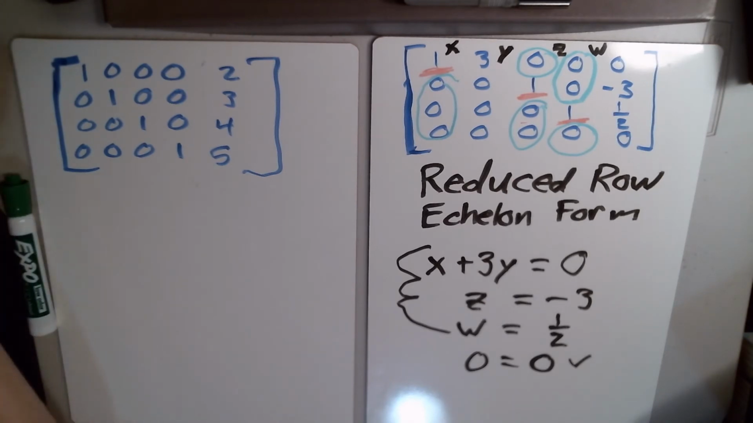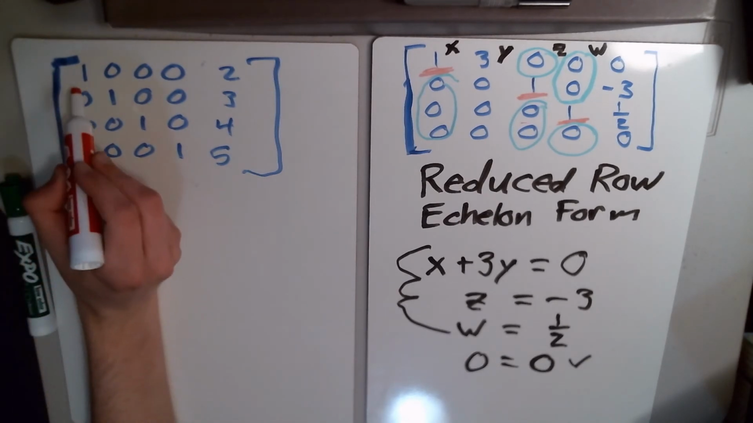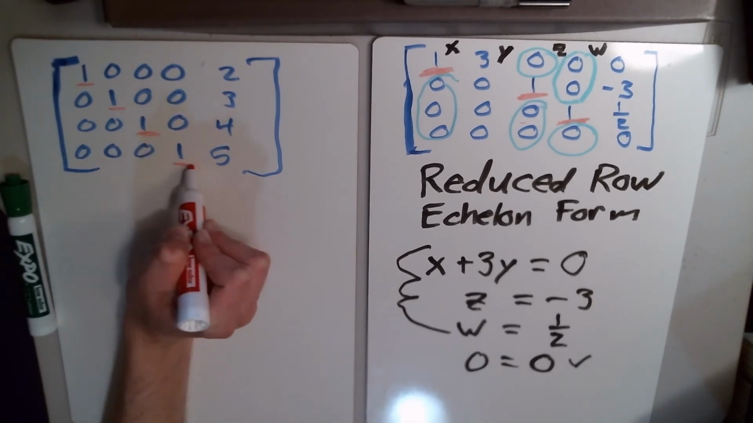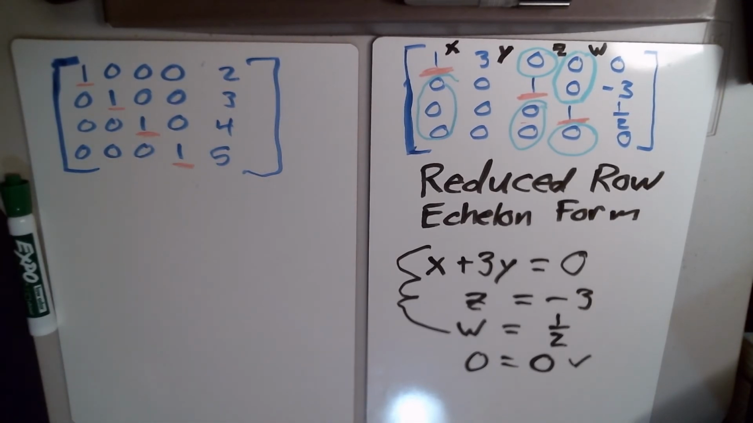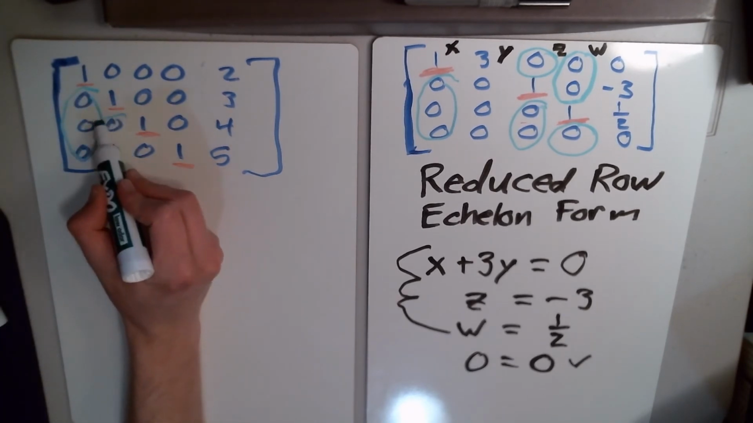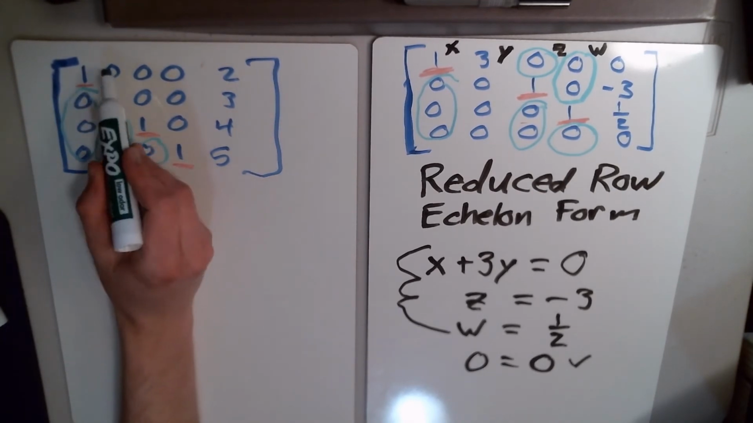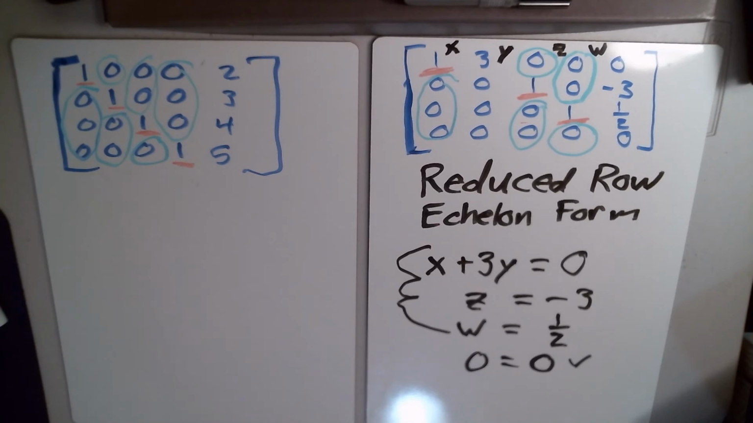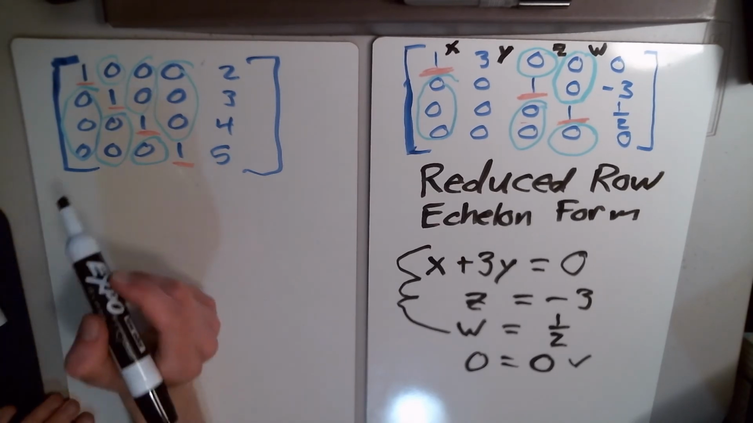Well, first of all, is this in reduced row echelon form? Well, here are leading terms, right? Those are my leading terms, the first non-zero things on each row, okay? Below them, there's zeros, okay? And above them, there's zeros, okay? And so this is reduced row echelon form.